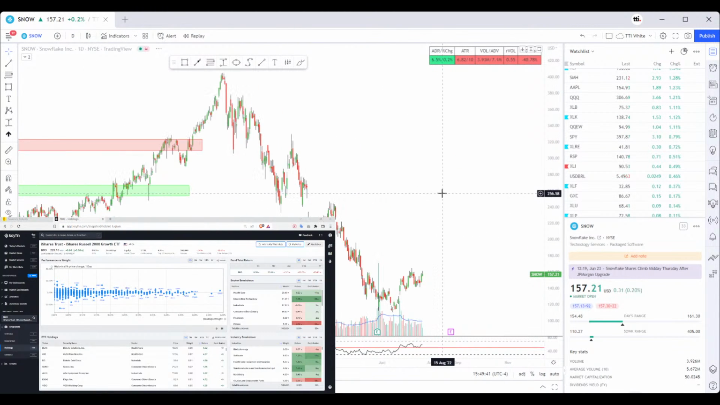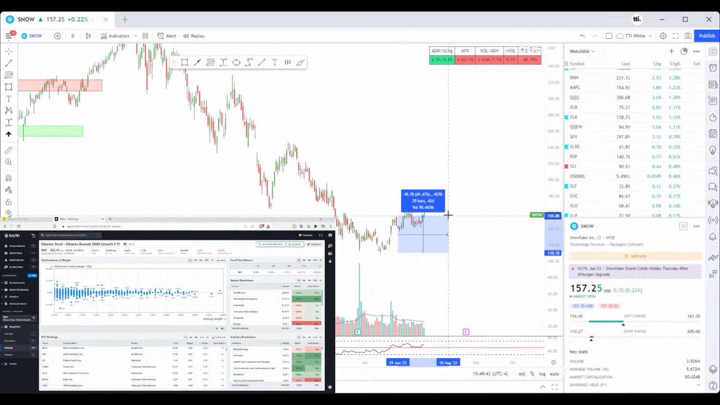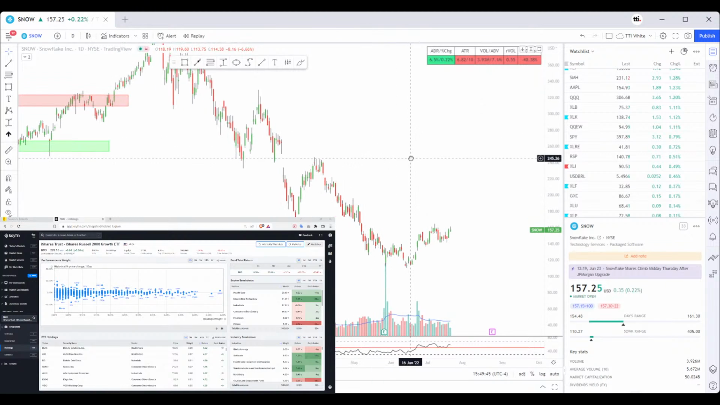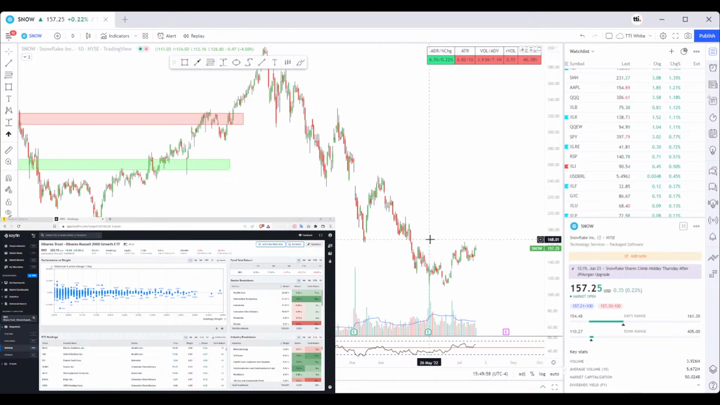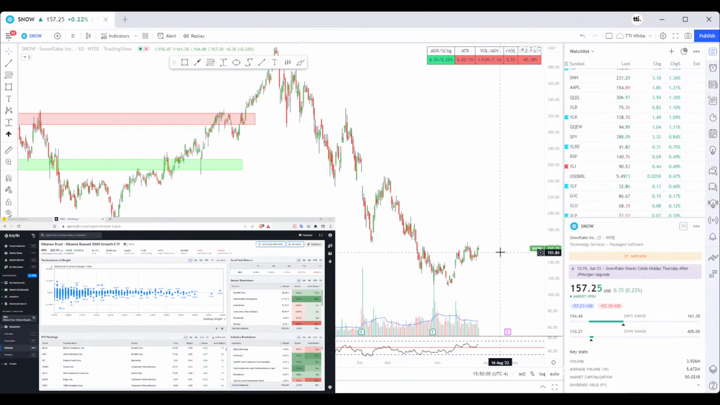Snow. Somebody was screaming about snow on social media. This chart looks like dog shit. I don't know why. Look at this. Can you rationalize buying this from a technical standpoint? Yeah, it bottomed out a few weeks ago, and now we're up 40%. There you go. Buy it.